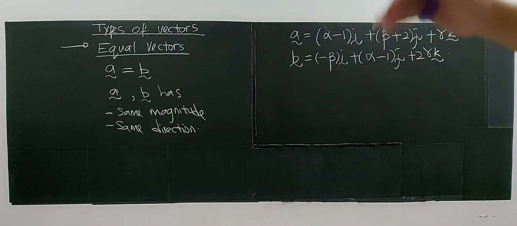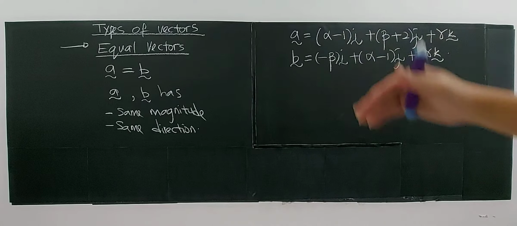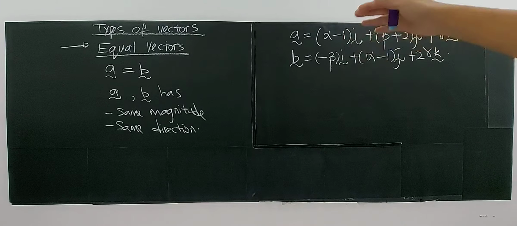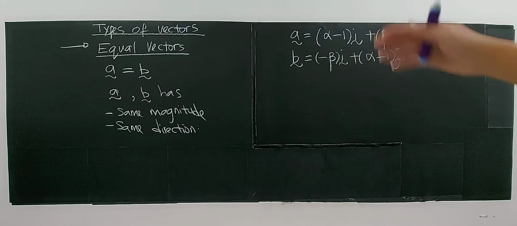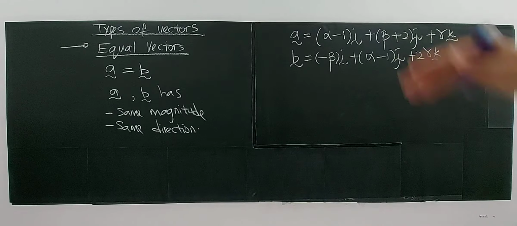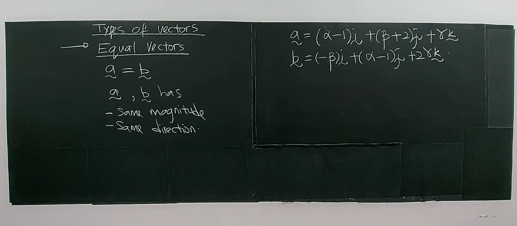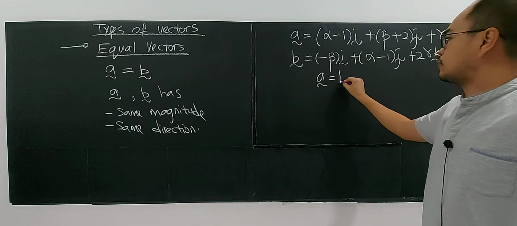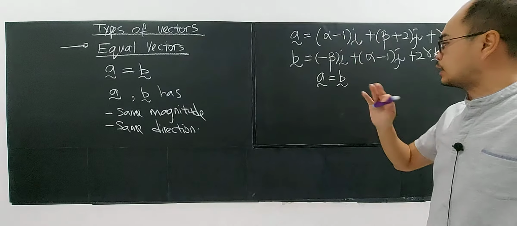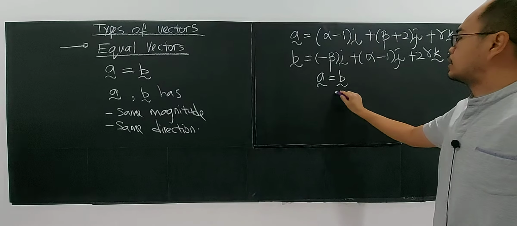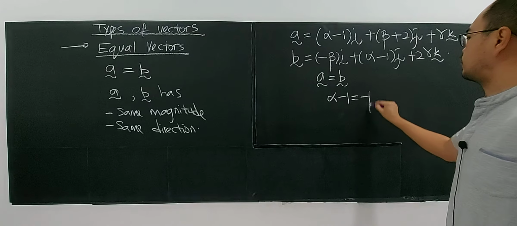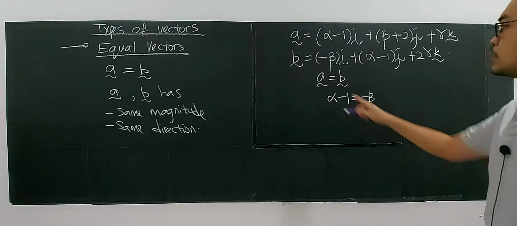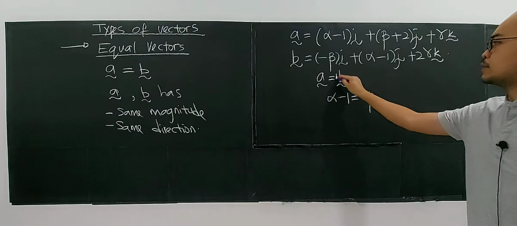Now let's say I tell you that these pairs of vectors are equal. How are we going to find the value of alpha, beta and gamma? I'll just go through this so that you understand. If the question says these two vectors are equal vectors, then I can compare directly. Alpha minus 1 is the same as negative beta. This is the thing that you must do. The values here must be the same, because A is the same as B, and the scalar here is 1.